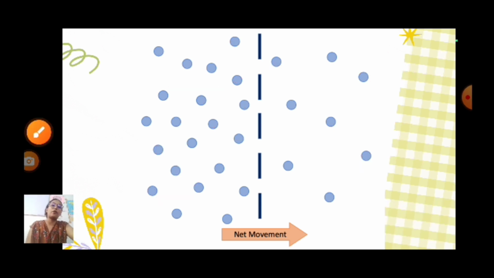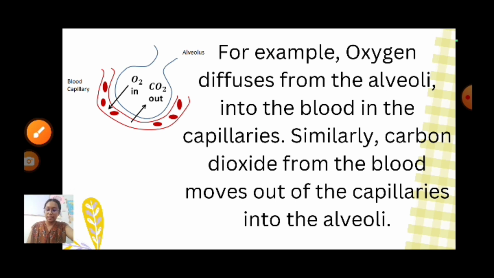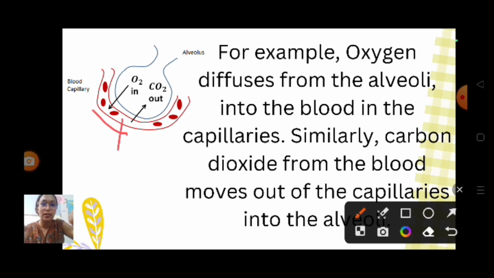So let's move on to the next slide. This is the example of diffusion where you can see diffusion in the alveoli. Alveoli, where is the alveoli present? In the lungs, where the gaseous exchange takes place from the blood. From blood to alveoli, there is a gaseous exchange. So you can see here, this is the bloodstream, capillaries, and this is alveoli, which is present in your lungs.